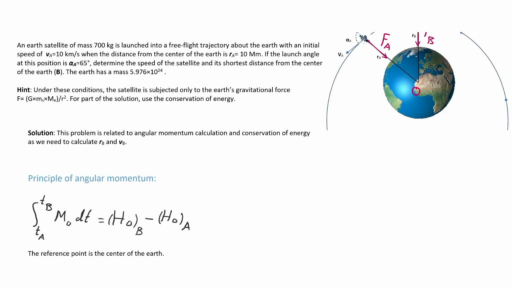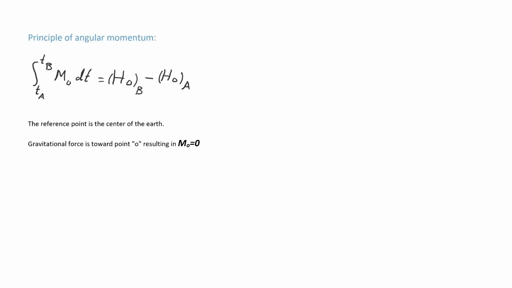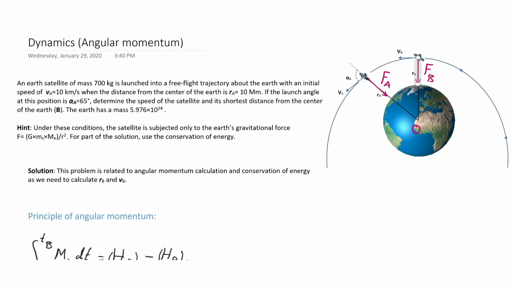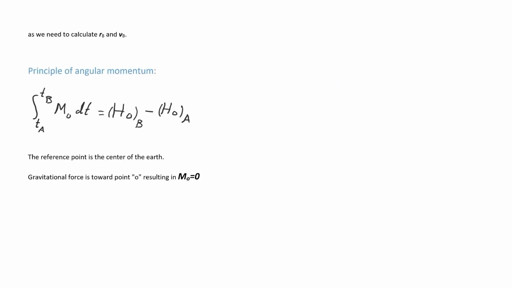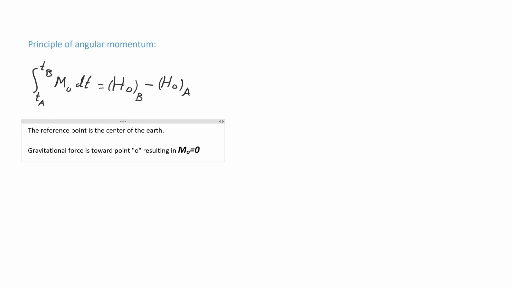First, I'm writing down the principle of angular momentum. It tells me that the angular impulse, or the integral from time A to time B of the moment about point O, the center of the Earth that I'm choosing as my reference point, would be equal to the angular momentum about the center of the Earth at point B minus the angular momentum at point A. Knowing that the gravitational force is toward point O, the center of the Earth, as we discussed before, we can conclude that MO, the moment of this force about point O, will be zero, which means that the angular impulse, or the first integral on the left-hand side, will be zero.